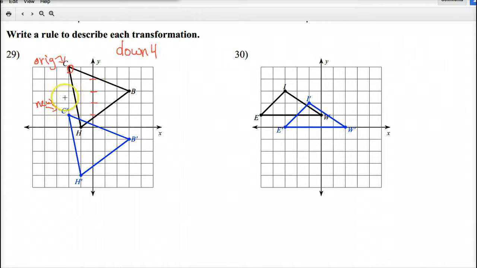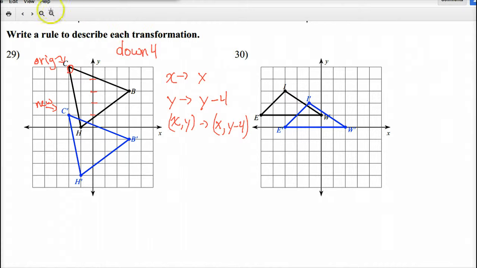What about left or right? It doesn't seem to move left or right, which is kind of interesting. It's just kind of lining up just perfect there. So then that makes me think that the x doesn't change. So x is going to just become x. And y, we're going to do y minus 4. So if we were to kind of put those things together, we would say xy is going to become x comma y minus 4. There we go.